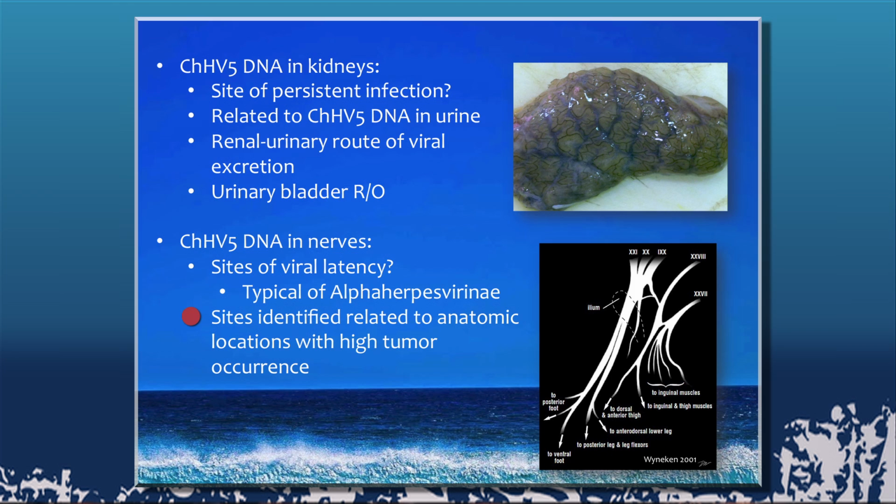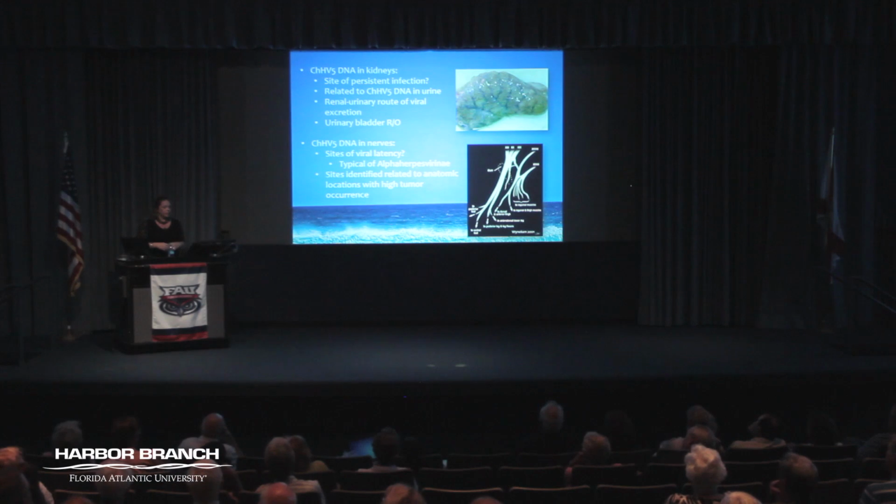And the sites where we found virus-positive nerves were nerve cells that innervated parts of the body that had tumors. So we found an ocular nerve, or an optic nerve, that was positive for the virus in a turtle that had a tumor in that eye. We found brachial plexus nerves that were positive for the virus in turtles that had tumors in those flippers, and so it supports that idea.